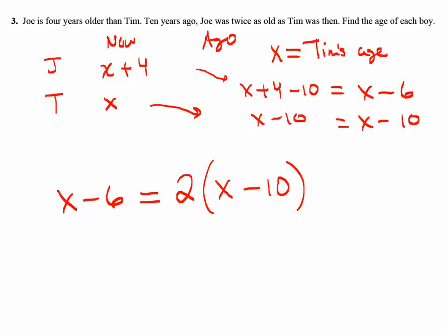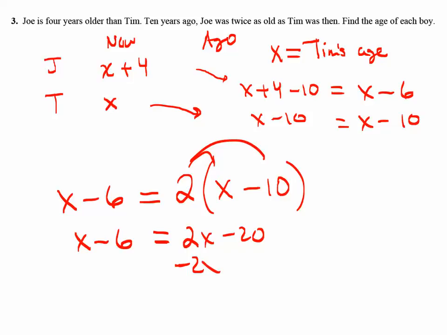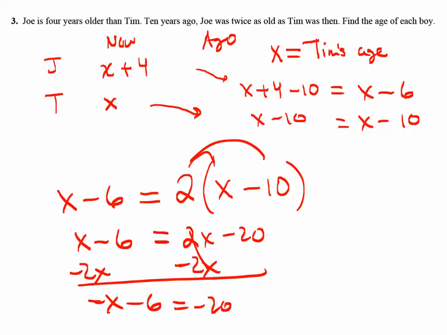Okay, so let's simplify this here. Once you get to the equation, then it becomes easy. You should be able to solve it from here. Distribute the 2 out, so 2 times x, 2 times negative 10 minus 20. And let's move all the x's over to the left-hand side. So x subtract 2x makes a negative x, minus 6 equals negative 20.